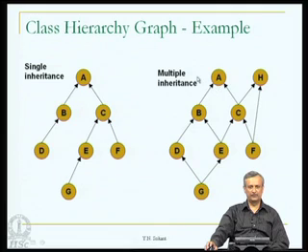Here is an example of how a class hierarchy graph looks like. This is for single inheritance, this is for multiple inheritance. A is the root. So, there is nothing beyond A. A is not going to derive from any other class. B and C derive from A, D derives from B, E and F derive from C and G derives from E. So, this is our class hierarchy graph for single inheritance. For multiple inheritance there are differences. For example, E derives from B and C, F derives from C and H, C derives from A and H, G derives from D and E, etc. So, this is the multiple inheritance part.